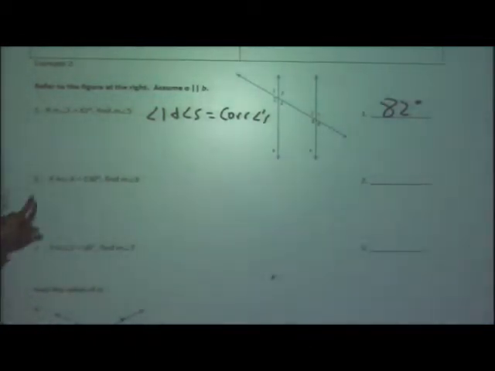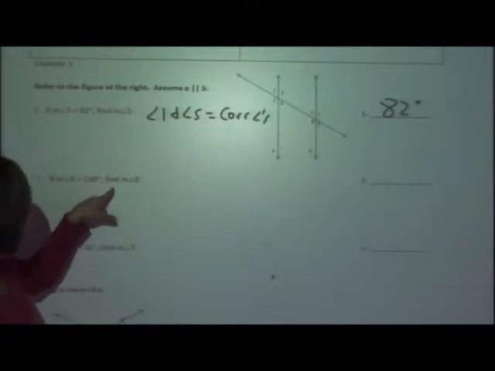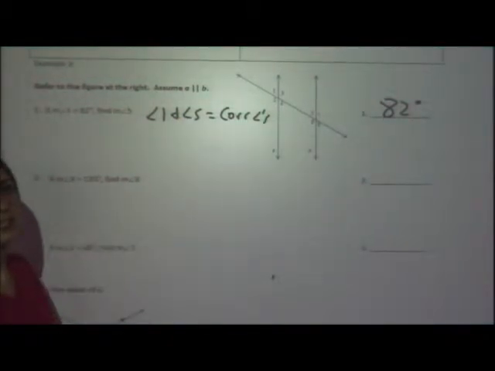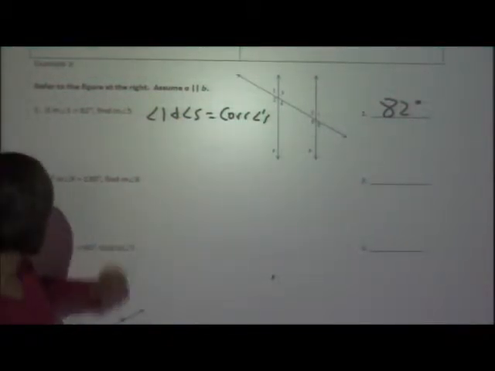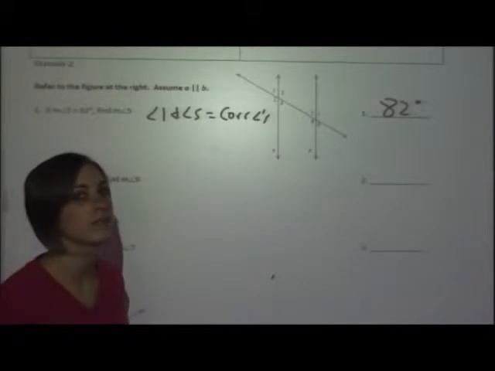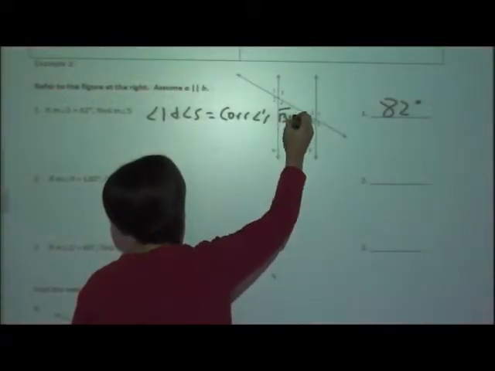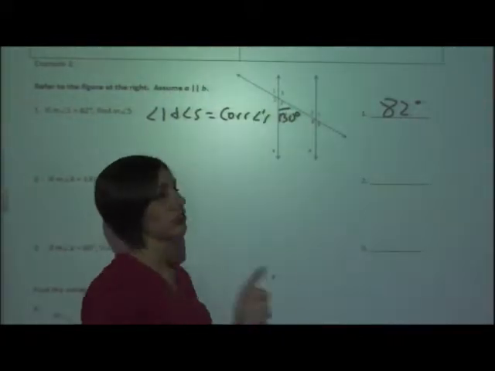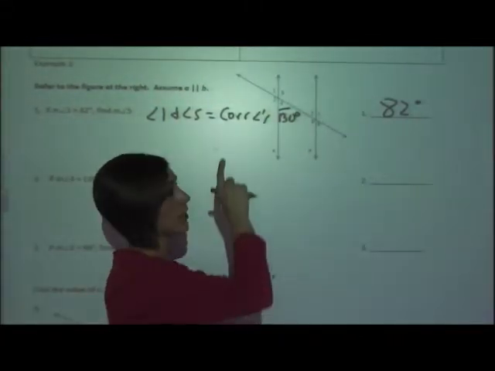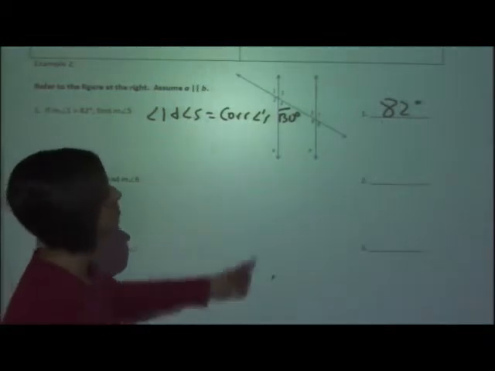It says that the measure of angle 4 is 130. Find the measure of angle 6. Well, angle 4 is 130, and ignore the picture. It's a bad picture because this is obviously not 130. That's an acute angle. I messed up there.